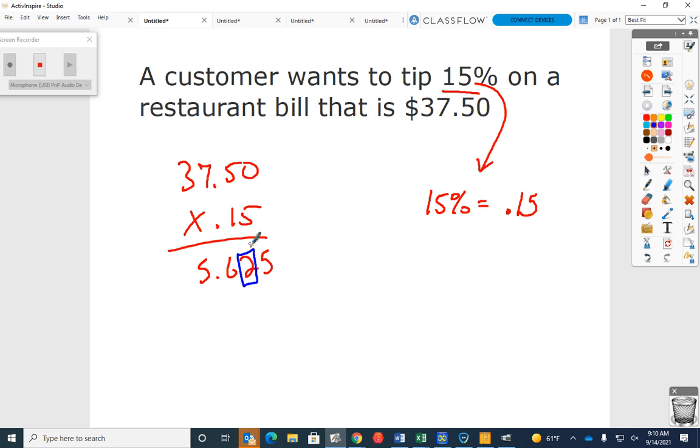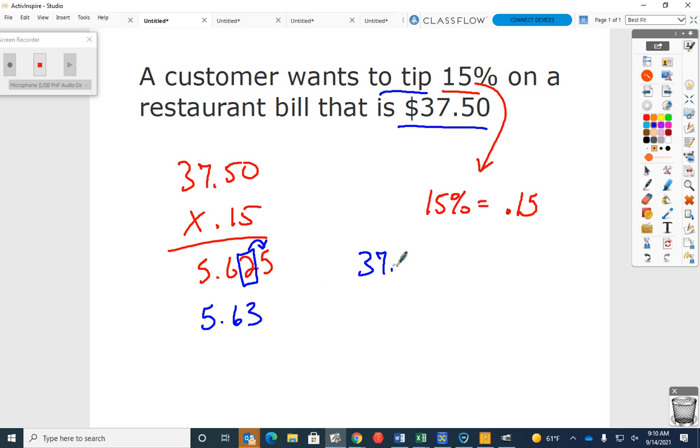So we're here. We're going to look to the right. Is this a 5 or greater? Yes. So what happens to that 2? It goes up 1. So this becomes $5.63. Now this is just the amount of the tip. So what are we going to do with this? We're going to add this to the bill of $37.50.